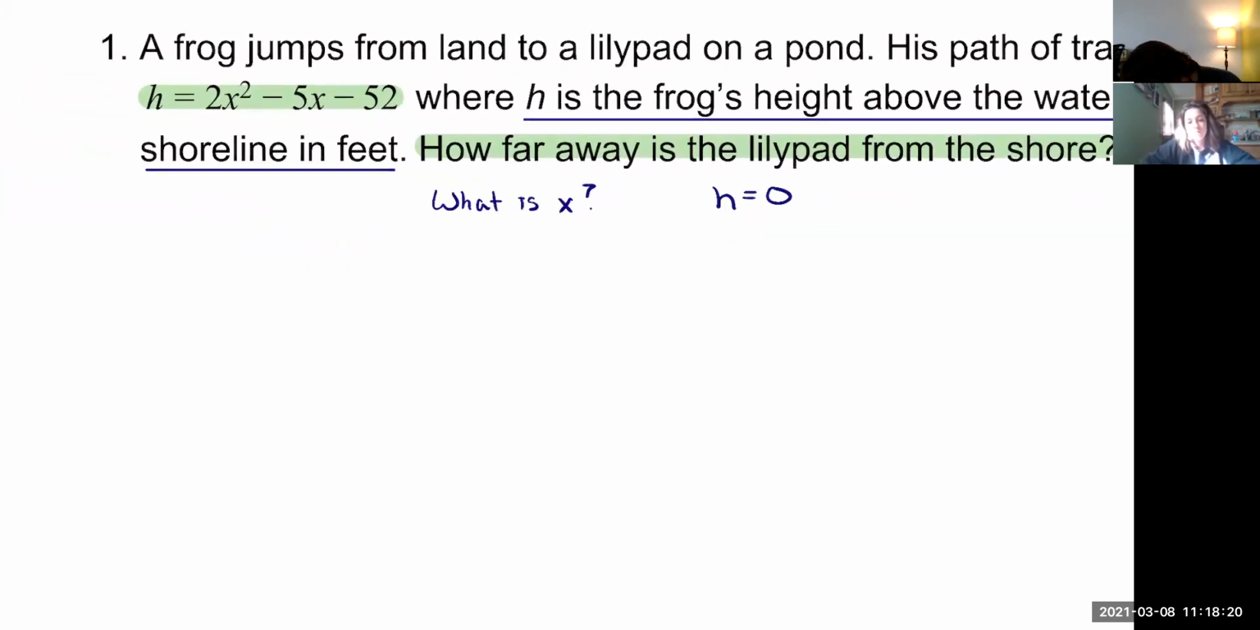So what that allows me to do is to take this function and say that 0 equals 2x squared minus 5x minus 52. And if you think about it, it's now quadratic and it's set equal to 0, which is exactly what I like to see. So we actually have 2 options here. We can try to factor this one to solve, which I will tell you it does factor. Or if you absolutely love the quadratic formula, it will give you the same 2 answers. Now, I personally like to factor if it does factor.